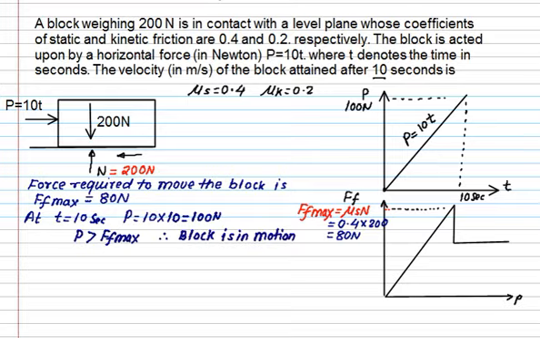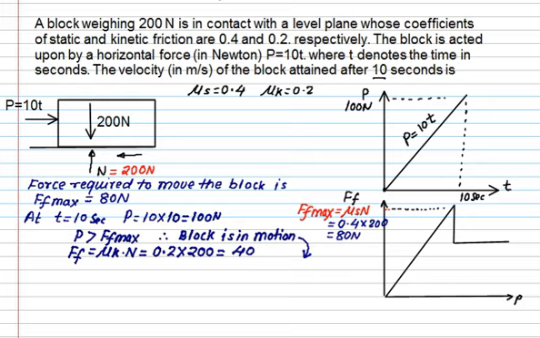The force required to move the block will be Ff max equals mu s into N, that is 0.4 into 200, which is 80 Newton. At T equal to 10, the value of external force will be 10 into 10 equal to 100, and this value of force is more than Ff max. So the block is in motion, and therefore the permissible value of friction force is mu k into N, and mu k is 0.2. Normal reaction is 200, so this value is fixed, equal to 40.